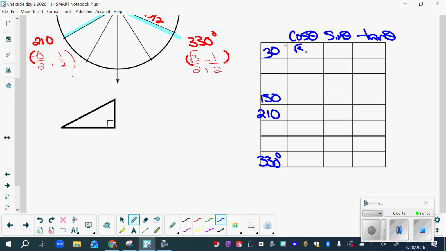Is it root 3 over 2? 1/2. Negative root 3 over 2. 1/2. Negative root 3 over 2. Negative 1/2. Positive root 3 over 2.